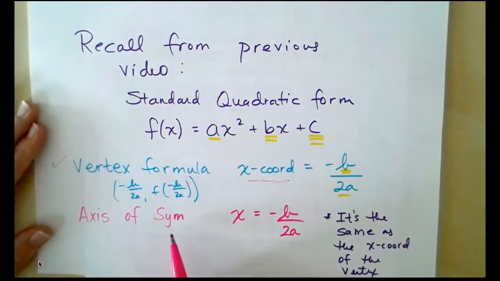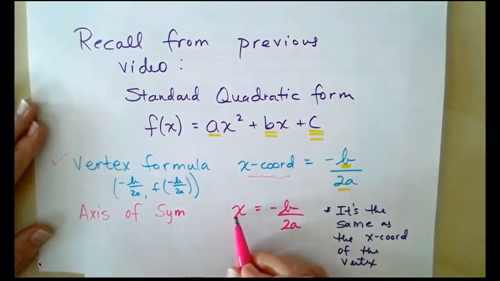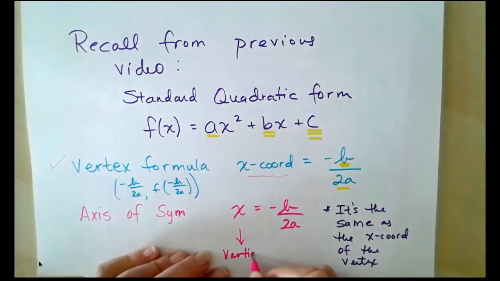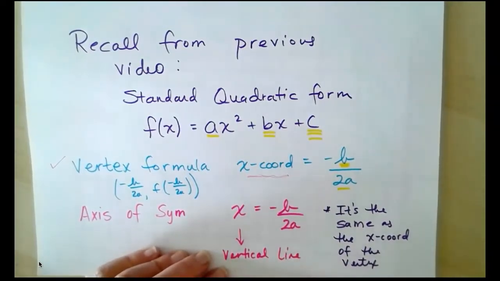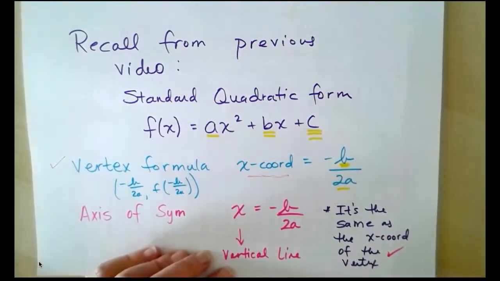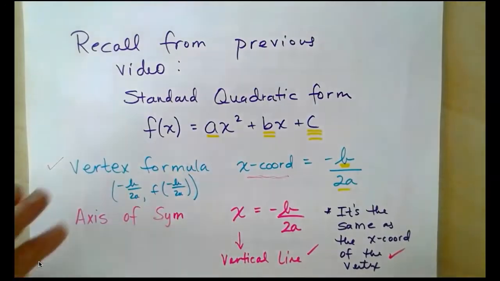The axis of symmetry for a parabola is also found by the opposite of b over 2a. It's x equals something because the axis of symmetry is a vertical line. And a vertical line is always defined as x equals some number. So the x-coordinate of the vertex and x equals the axis of symmetry are basically the same thing.